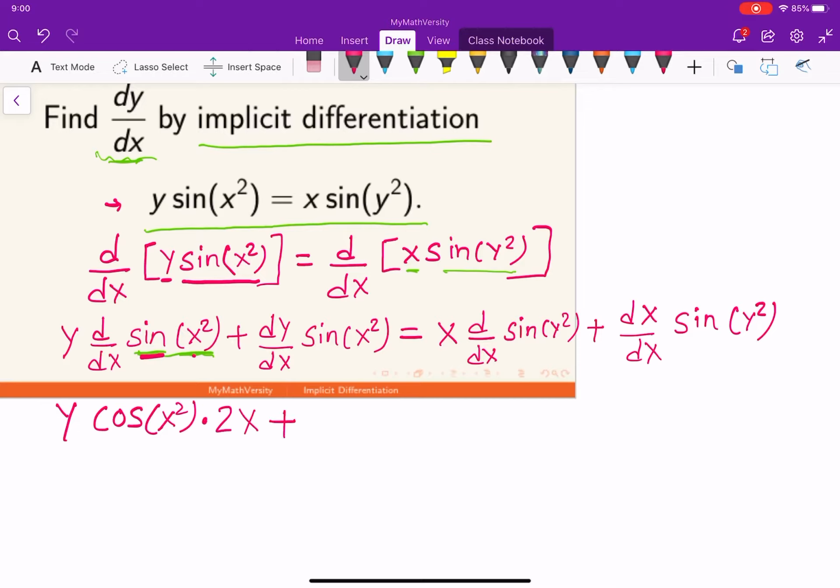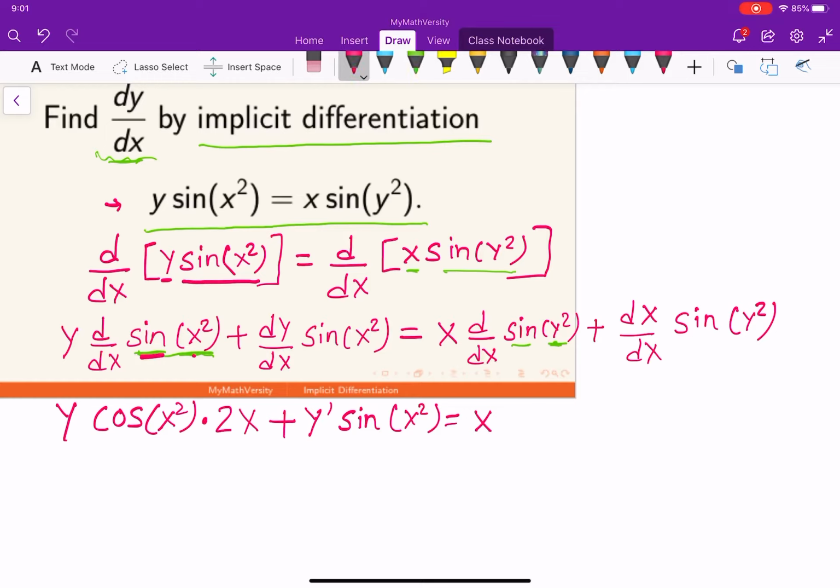Okay, plus we have dy over dx. In the abbreviated form, if you want to write that down, this is just y prime, right? And then times sine of x squared is equal to x times, now we need to take the derivative of the sine function composed with y squared. Remember, this y is actually a function of x, right? So we have sine of the square of some function of x. Again, it is a composite function, so use the chain rule.